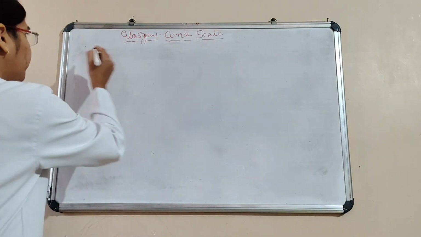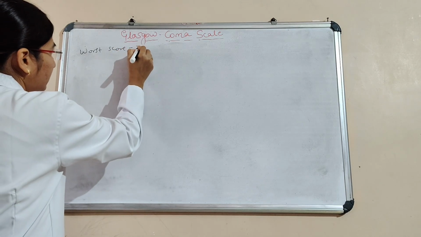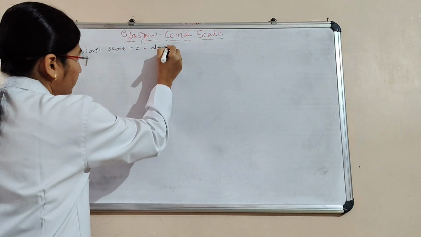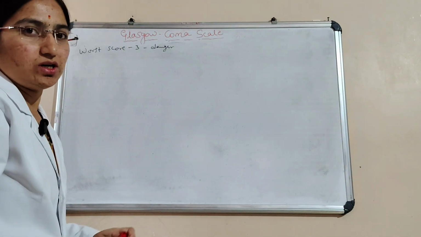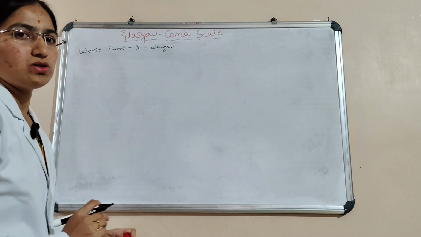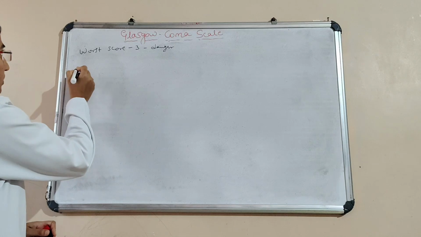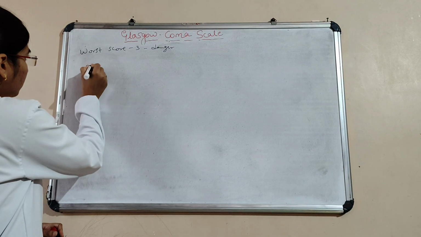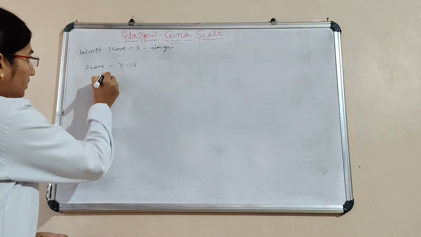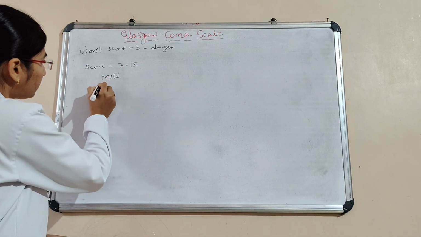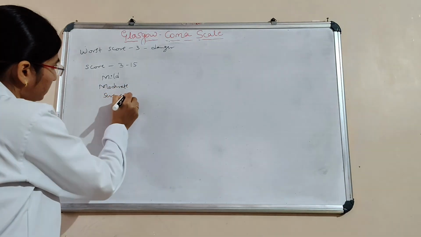Here worst score is 3. It's danger. It's very dangerous. Then what is our active intervention here? First, priority is to inform the nursing officer. After that, refer to the neurosurgeon. And then here the score is 3 to 15. Here mild, moderate and severe are there.